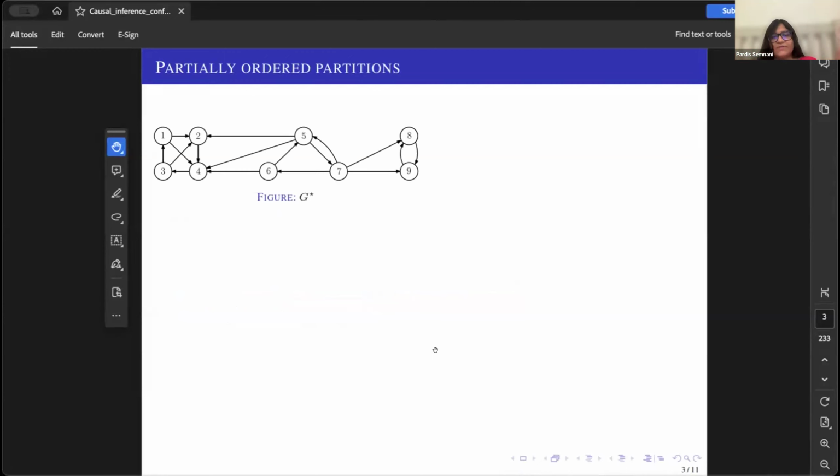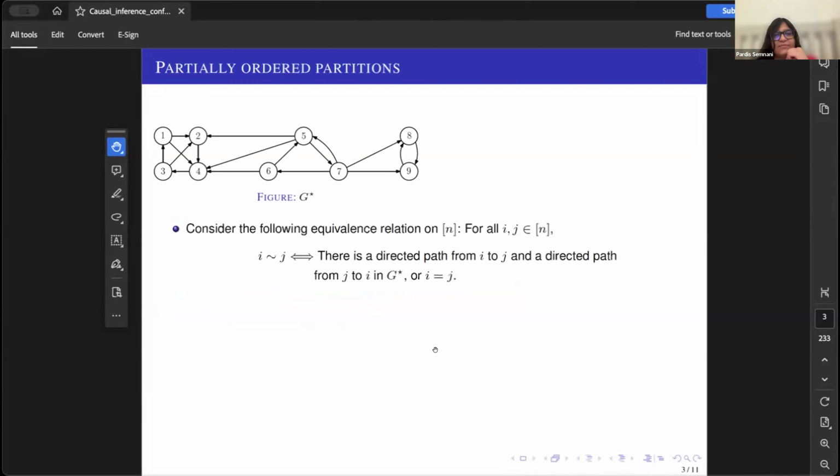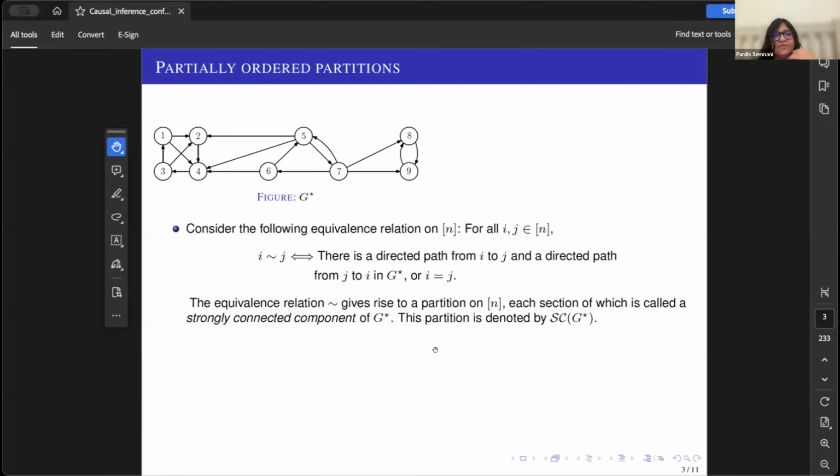So consider any directed graph G star, like the one that you see in this slide, and consider the following equivalence relation on the vertex set of G star. For two vertices i and j, you say that i is equivalent to j if and only if they are either the same, or there is a directed path from i to j and a directed path from j to i in the graph G star. And so you can easily verify that this is an equivalence relation on the vertex set of G star. So it gives rise to a partition on the vertex set. And each block of this partition we call a strongly connected component.